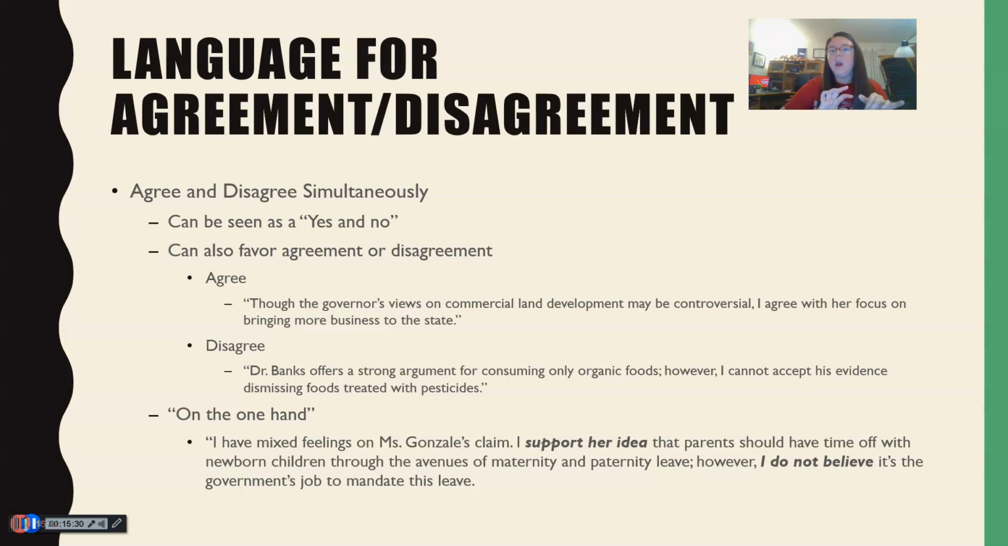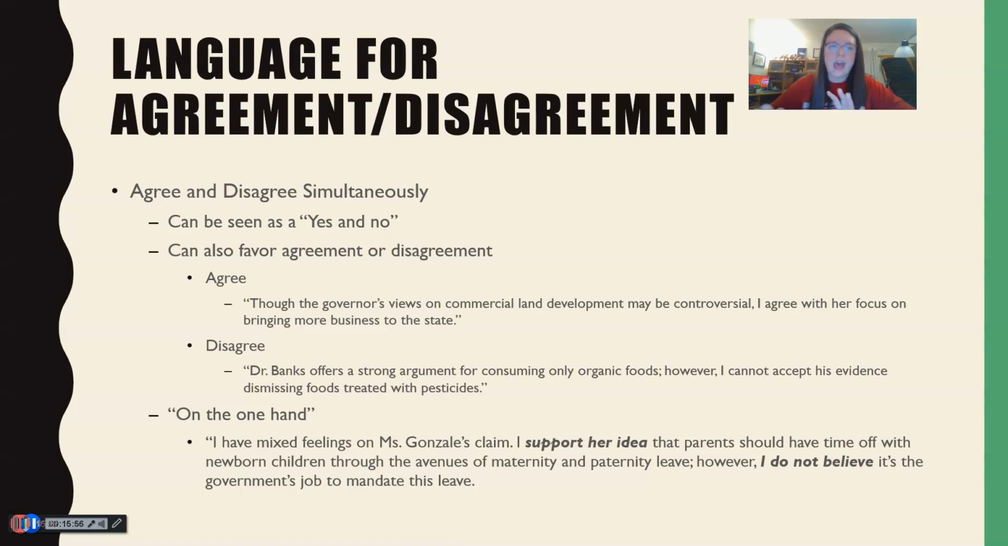So we are able, regardless of what comes first, because we could definitely flip it and say, I don't believe it's the government's job to mandate the leave. However, I also do think that it's important for parents to be home with their newborns. So we can flip it, and it really doesn't have that much impact on how the reader understands your view.